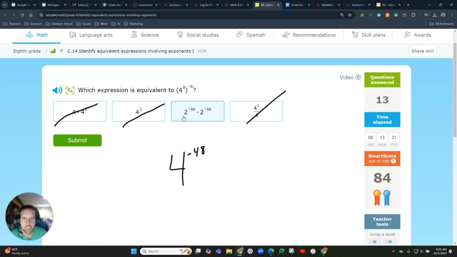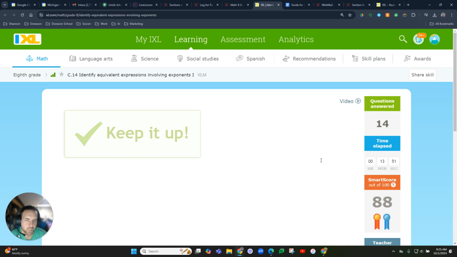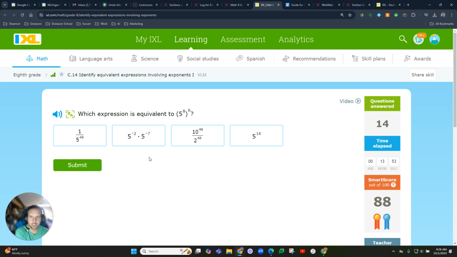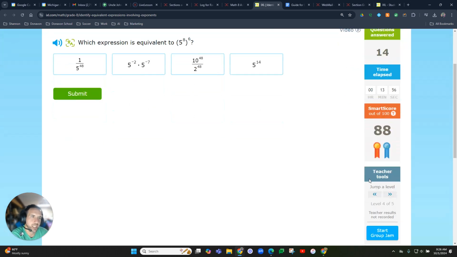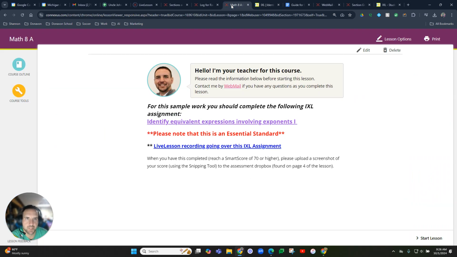And again, this is a situation where the bases are the same, but the exponents are also the same. So we can do one of two things. We could multiply the exponents, or we could add the exponents here as well. But in this case, that would be the correct answer because we would just do 2 times 2 is 4, 4 to the negative 48th. All right, and that's where we'll stop because we're already well past where we need to go. So that is what we're doing for the sample work.